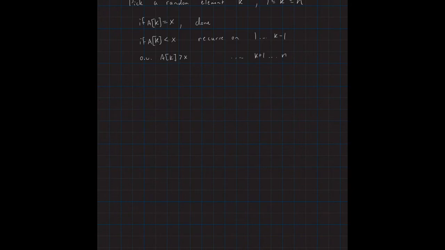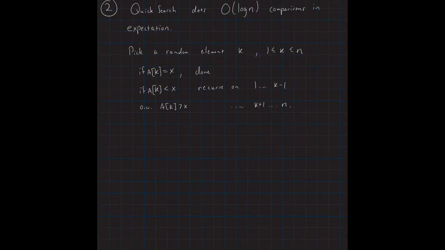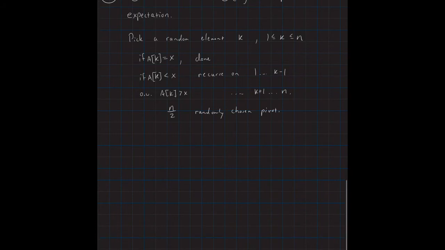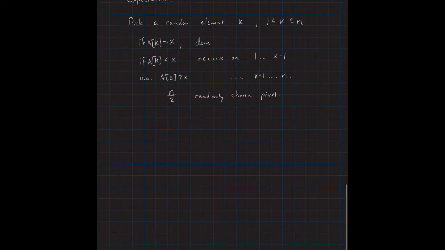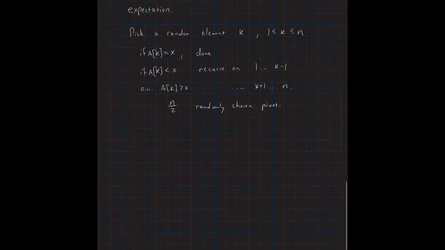n. So it's exactly like binary search, except instead of the middle element, n over 2, we look at a randomly chosen element. We'll call it a pivot. If you're familiar with quicksort, this is very similar to the idea of a pivot there. Okay, so this is how the algorithm works. We want to analyze it.